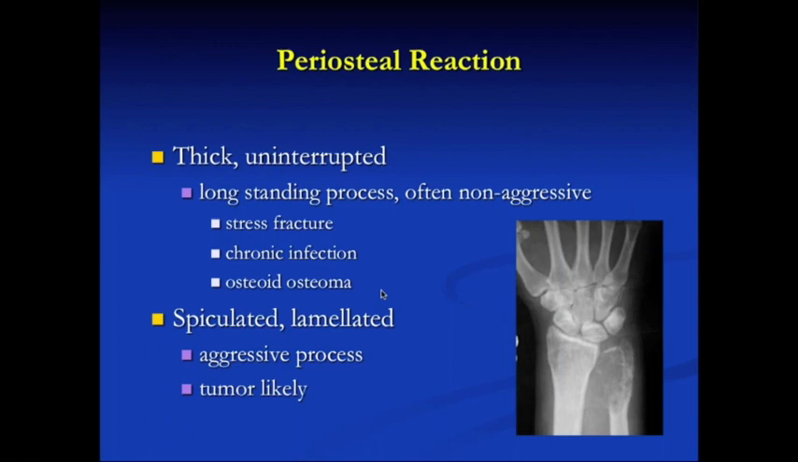Codman triangle, one important type of periosteal reaction. As you can see in this picture, a schematic which shows you probably a tumor of the metaphyseal area of the distal femur. You can make out that there's a cortical breach, there's a break in the continuity of the cortex.